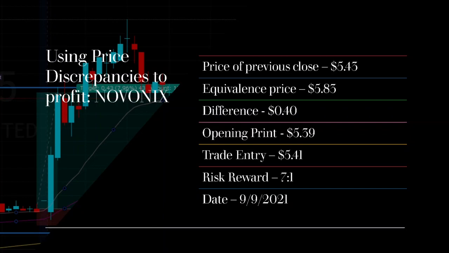Price discrepancy refers to this example, which I'm about to go into more detail on, in Novonix, where there was a 40-cent difference in the price discrepancy, which is about 8%. And we got a 7-to-1 risk-reward ratio on this trade, just from a normal entry based off of what we saw, and it was a very, very simple trade to get.